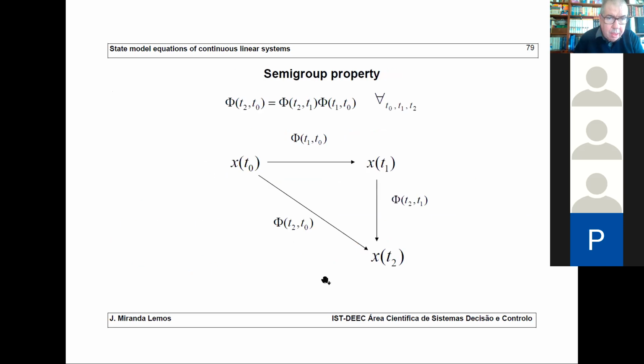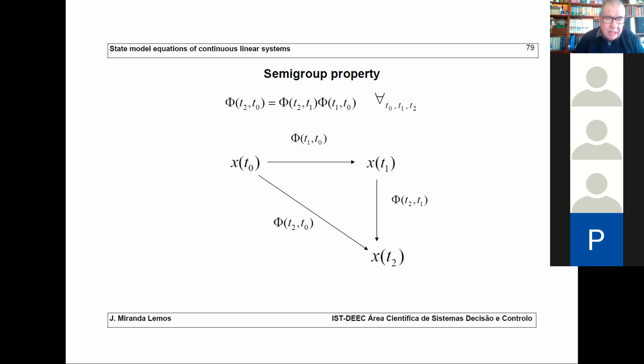Another property that you have in continuous time is the so-called semi-group property. Suppose that you are at time t0 and you jump to time t2, and the states are related by the exponential of A (t2 minus t0). Now, you are at time t0 and you jump to time t1, and the states are related by the exponential of A (t1 minus t0). And then you jump from time t1 to time t2, and these states are related by the exponential of A (t2 minus t1). And the state is the same. So you can say that the exponential of A (t2 minus t0) is the product of the exponentials of A (t2 minus t1) and A (t1 minus t0). This is the semi-group property.